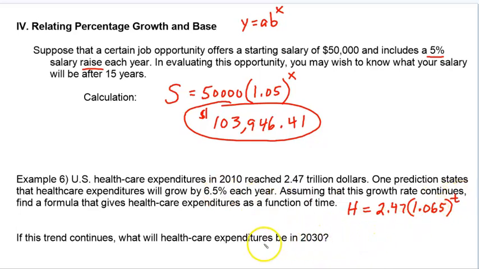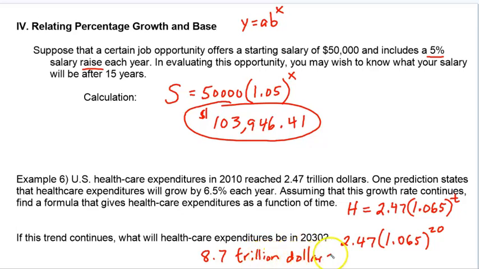So to get my answer for the second part, what will the expenditures be in 2030? Well, that's a 20-year period. So I'm just going to take my formula that we came up with above and let T become 20. And when you plug that into your calculator, you're going to get 8.7. And don't forget, this is expressed in trillions of dollars. $8.7 trillion can be expected in 20 years from 2010.